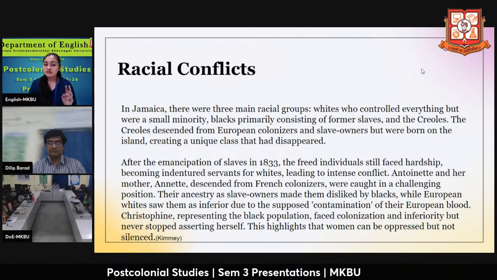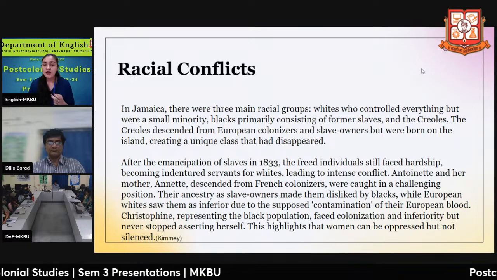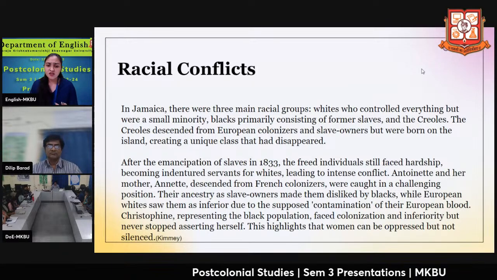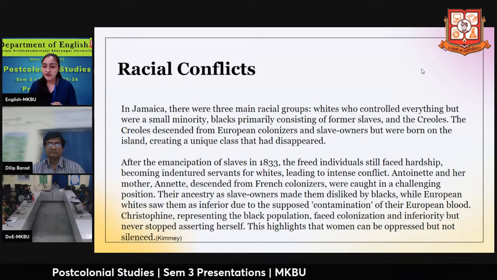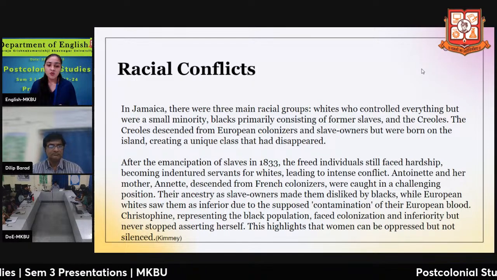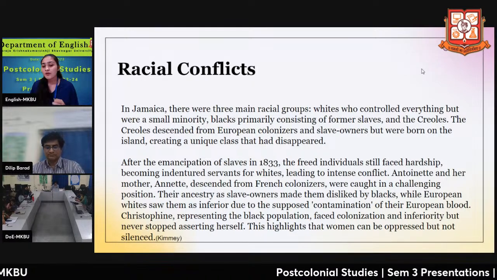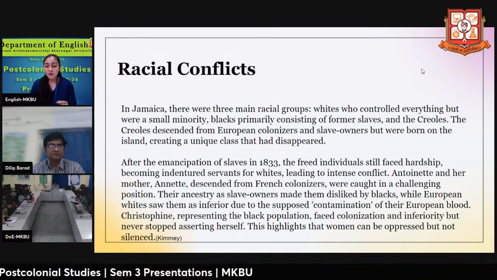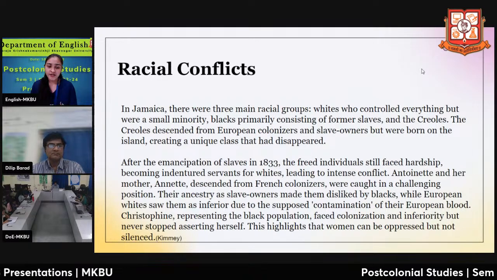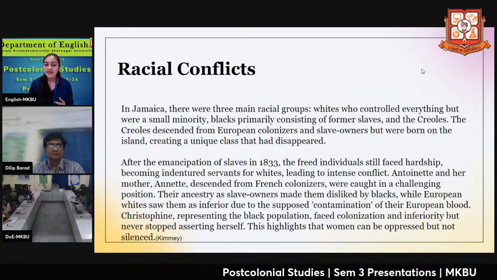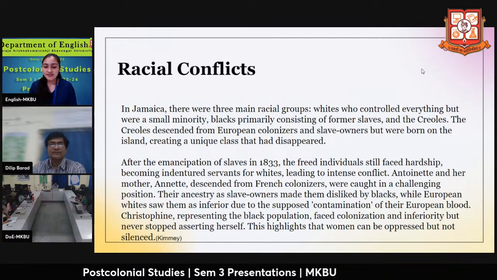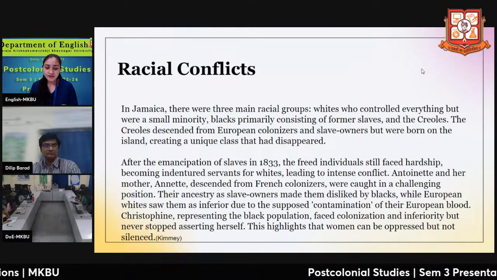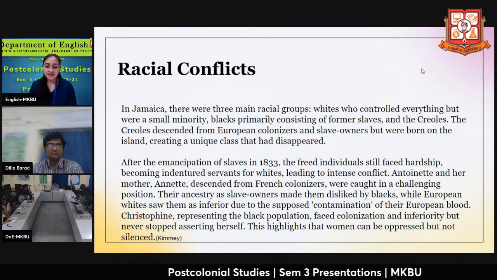In Jamaica, there were three main racial groups: whites, who controlled everything but were a small minority; blacks, primarily consisting of former slaves; and the Creoles. The Creoles descended from European colonists and slave owners but were born on the island, creating a unique class that disappeared after the emancipation of slaves in 1833. The freed individuals still faced hardship, becoming indentured servants for whites, leading to intense conflict.